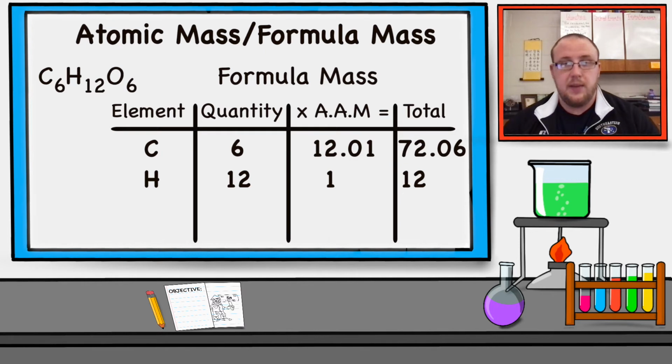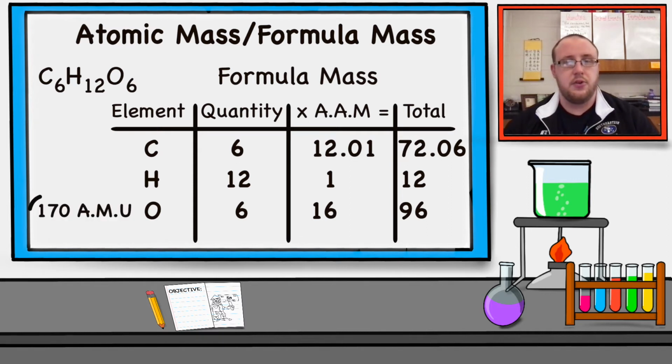Our next part of the table is we have oxygen, and we have 6 of them. Each oxygen has 16 atomic mass units. So 6 times 16, that's going to give us a total atomic mass of 96 atomic mass units. Our last step is to find our total formula mass by adding our totals together. So 72, 12, and 96. That's going to give us 170 atomic mass units.